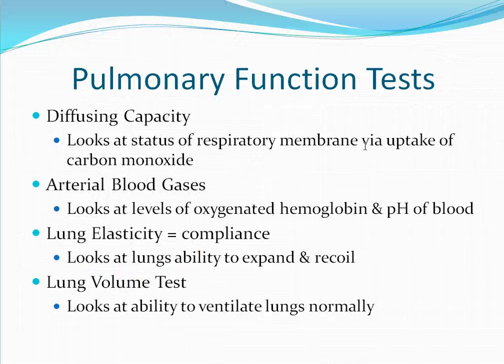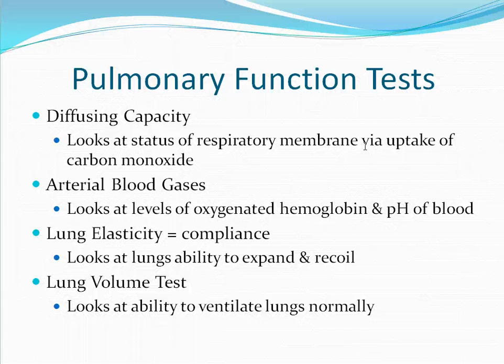One can also perform various diffusion tests looking at diffusion capacity. This looks at the status of the respiratory membrane through the uptake of carbon monoxide. This can be used to diagnose various interstitial forms of fibrosis. One can look at arterial blood gases. This looks at the levels of oxygenated hemoglobin as well as the pH of the blood.